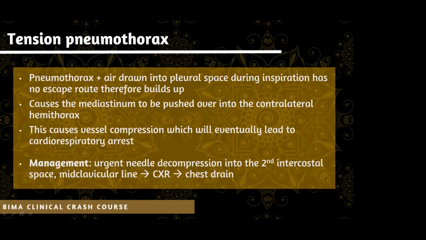A tension pneumothorax is essentially, as we said, a pneumothorax, but then the air is drawn into the pleural space during inspiration, but it has nowhere to go, and so it builds up in that pleural space. Essentially, this causes the mediastinum to be pushed over into the other side, the contralateral hemithorax. This causes vessel compression, and that leads to cardiorespiratory arrest unless you deal with it.